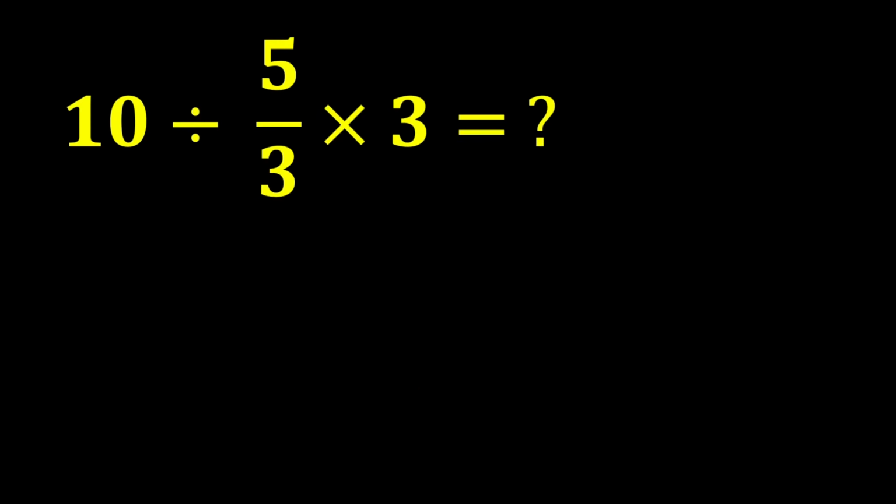10 divided by 5 over 3 times 3. In this expression, there is both division and multiplication. According to PEMDAS, multiplication and division have equal priority, so we move from left to right and perform whichever operation we encounter first. In this expression, if we move from left to right, we reach division first, so we perform the division first and then the multiplication.